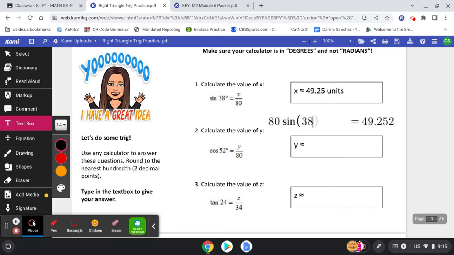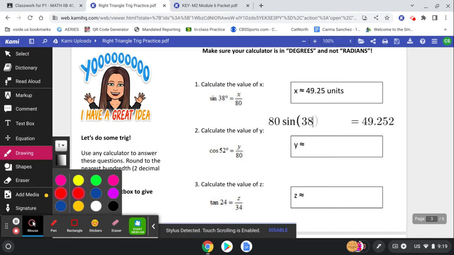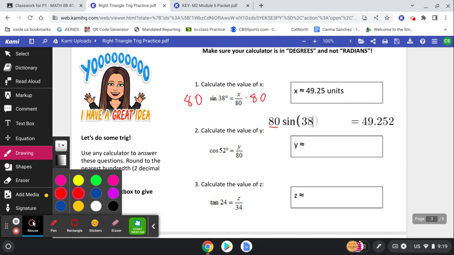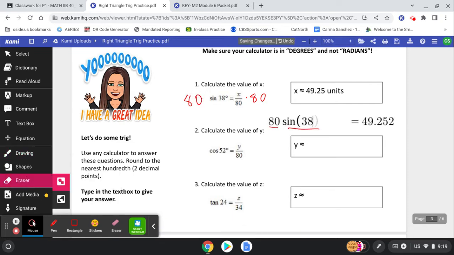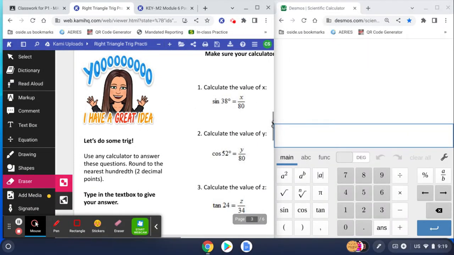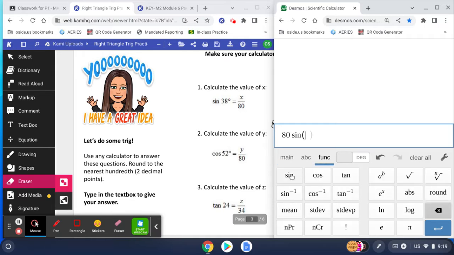So for example, here it wants you to first test the sine of 38 equals x over 80. What you actually type into the calculator is, you're going to be multiplying 80 to both sides, right? So you type in 80 times the sine of 38. So let's make sure you know how to type that in, know where the trig functions are, and you can get the right answer of 49.252. So 80 times, right here on the function, sine of 38 is going to give us 49.252.